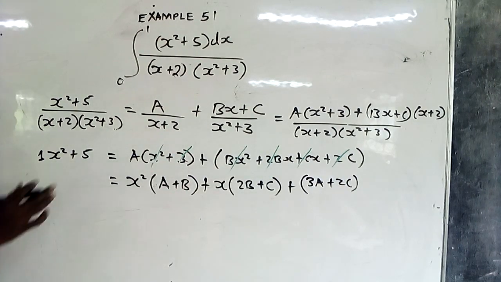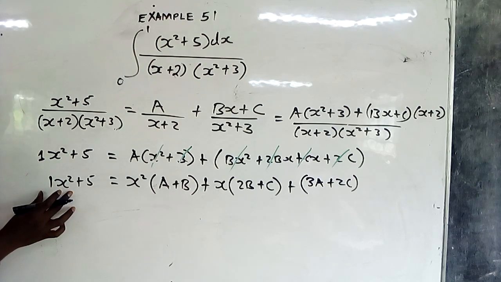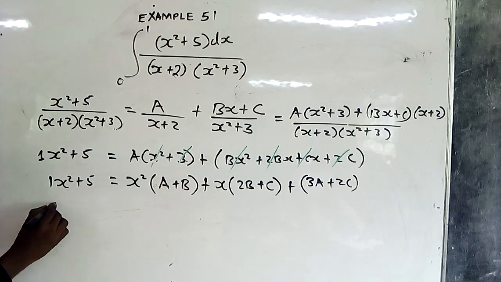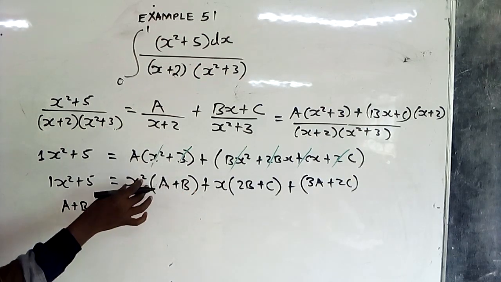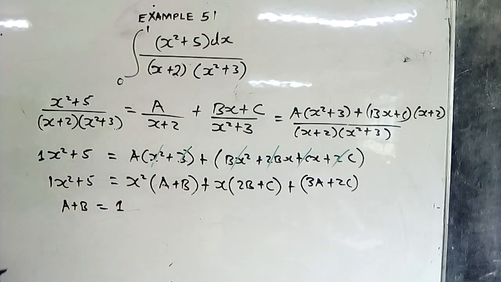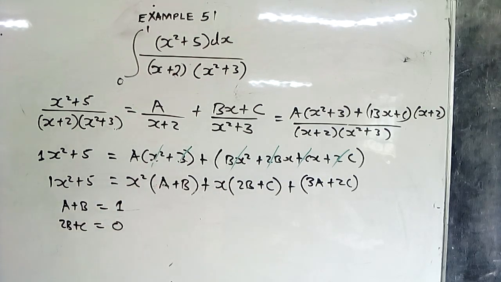And this side, what do we have? 1x squared plus 5. So from there, start comparing the coefficients. The coefficient of x squared here is 1. So a plus b is the coefficient of x squared, and the coefficient of x squared is 1, so a plus b is equal to 1. You compare coefficients: the coefficient of x is 2b plus c. The coefficient of x this side is 0, because there's no x this side. That's why it is not there. Meaning this side we have 0x.